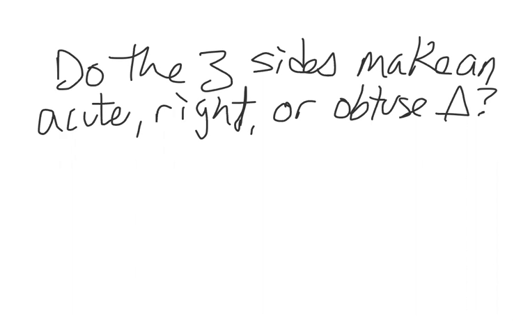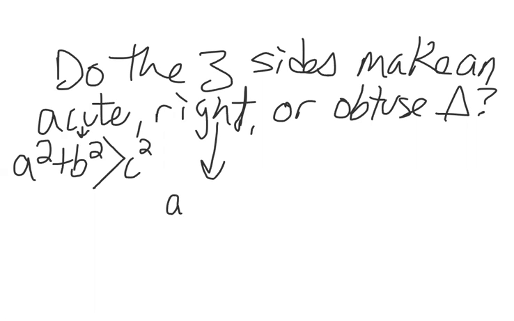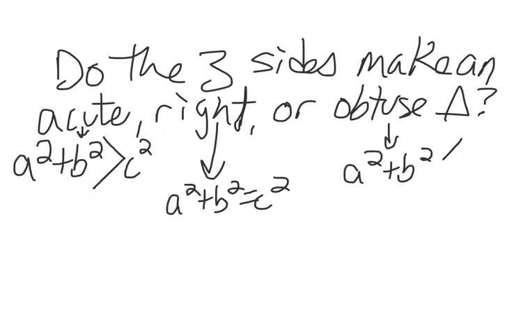So for an acute, you're looking for this scenario: a squared plus b squared greater than c squared. That's acute. Right, obviously, right is going to be when they're equal. And then obtuse is this scenario. You want a squared plus b squared to be less than c squared. So again, you don't have to memorize that, but you have to have it. So if you need to take a picture of it now or whatever, I don't care, but you need it on Monday.